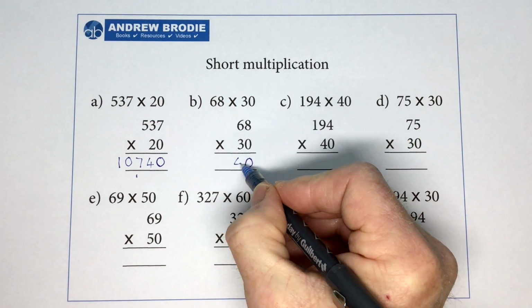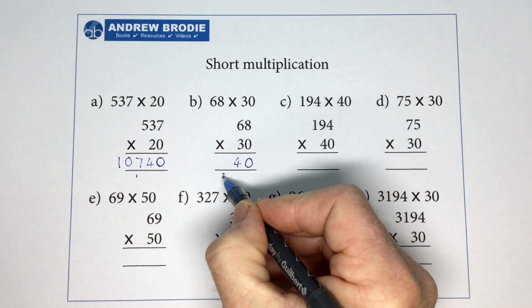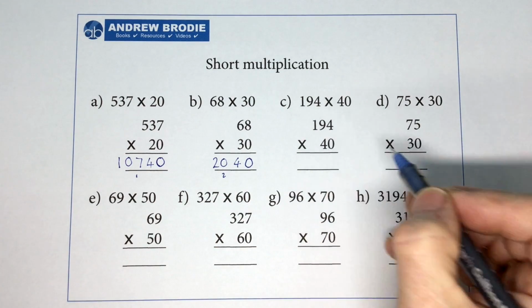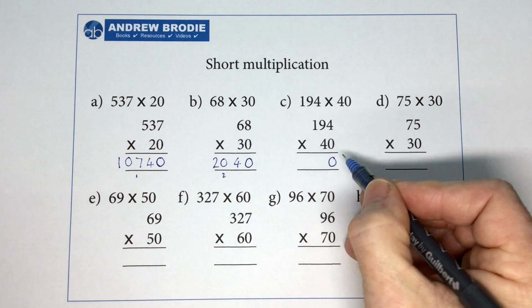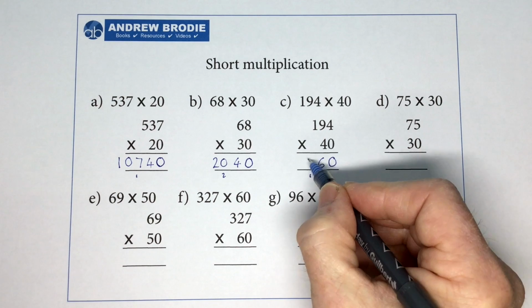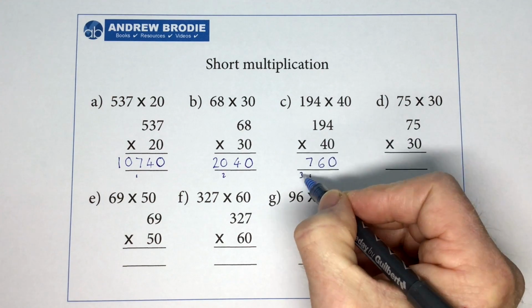68 times 30, put a 0 in the units. 8 times 3 is 24. 6 3s are 18, add 2 makes 20. 2,040. 194 times 40, put a 0 in the units. 4 times 4 is 16. 9 times 4 is 36, add 1 makes 37. 1 4 is 4, add 3 makes 7.